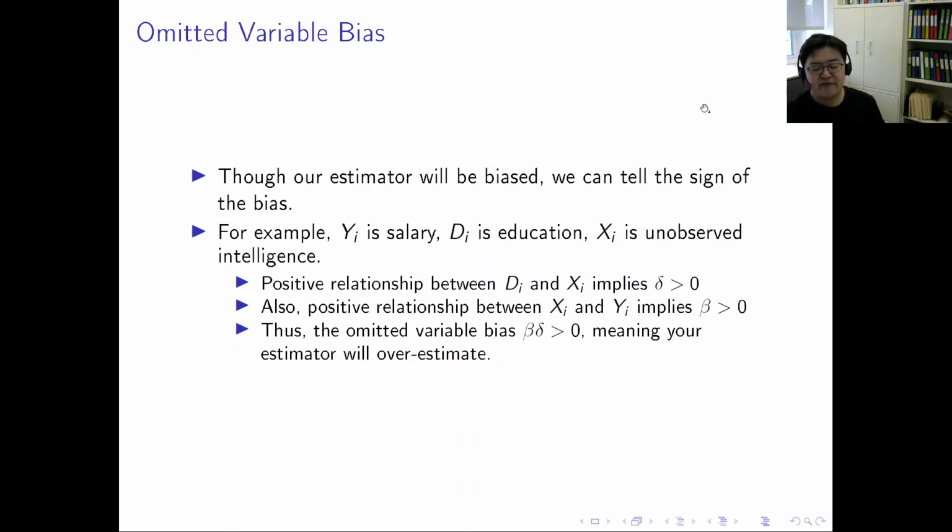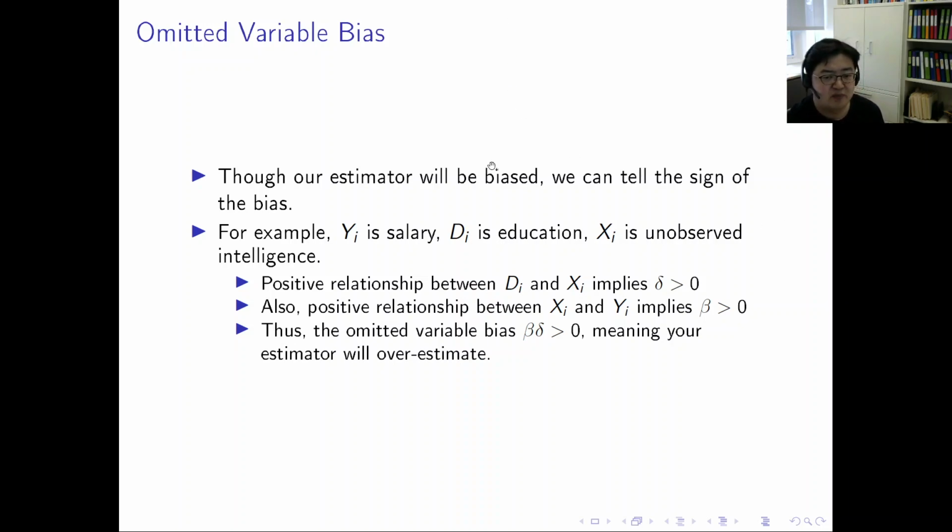But we have to think about what we can learn from the estimate. Even if I know my estimator is wrong, it may still be informative. That's when you can tell the sign of the bias. If you can tell whether your estimator is overestimating or underestimating, then at least you know which side the truth lies on.